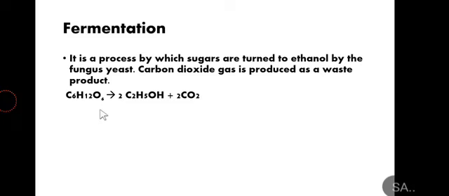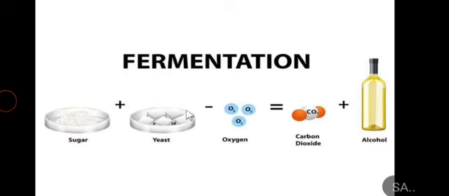When the yeast is added, and this is, by the way, happening in the absence of oxygen, the reaction starts and you get the ethanol, which is an alcohol, and the carbon dioxide gas is also released. You can see it over here. Sugar is there and yeast is also there. Less oxygen. It means the oxygen is not present here. And you are getting the carbon dioxide gas and an alcohol, which is ethanol or ethyl alcohol.